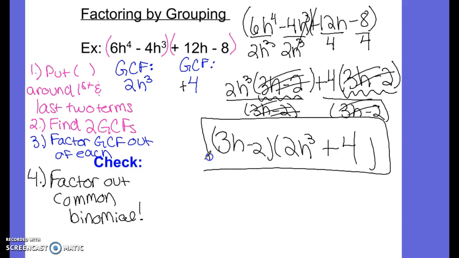You factored by grouping. So let's go through it again. We took a GCF out of both. It was plus 4 because it was a positive 4. Then we got a common binomial and factored that out. Now you can go ahead and start on your homework.